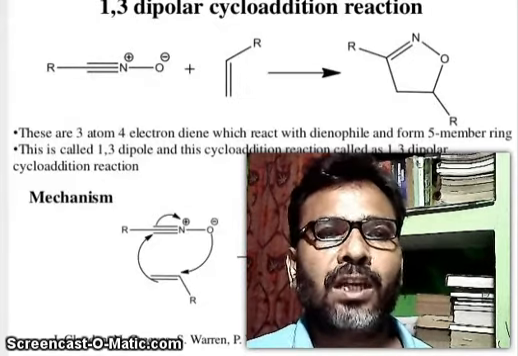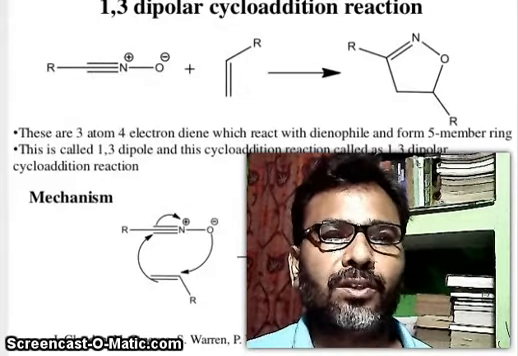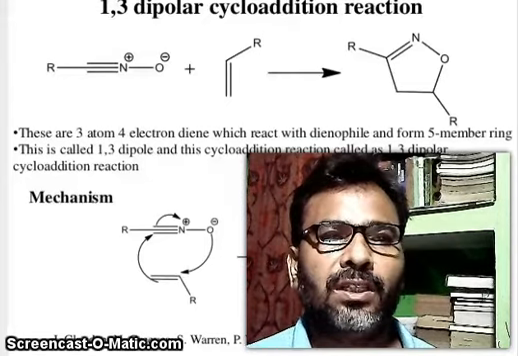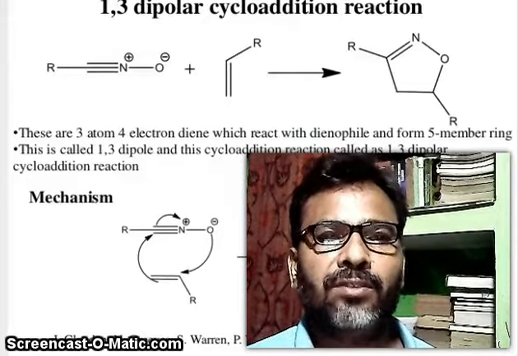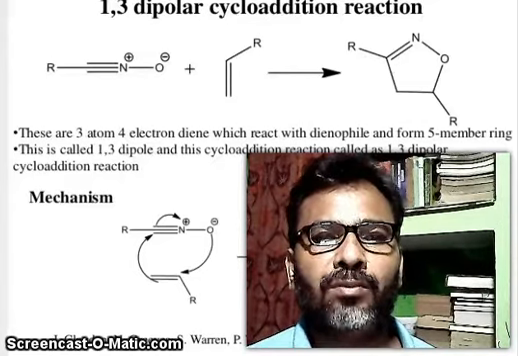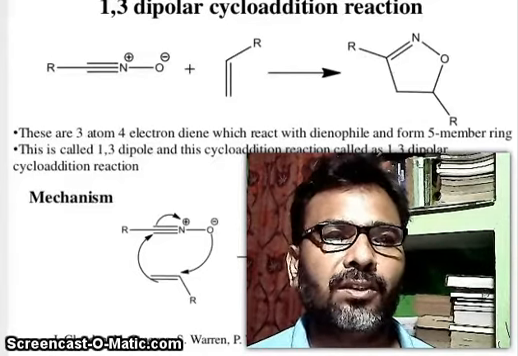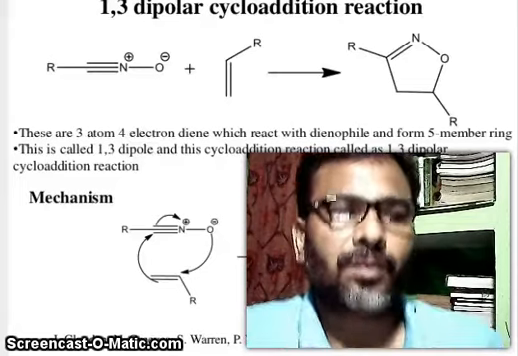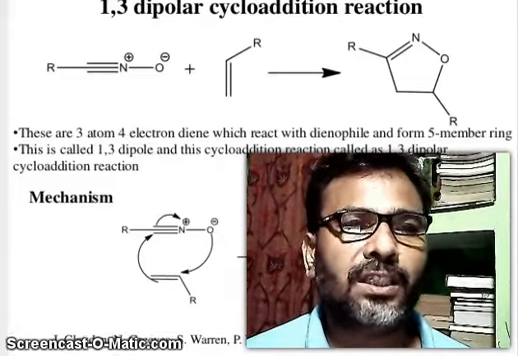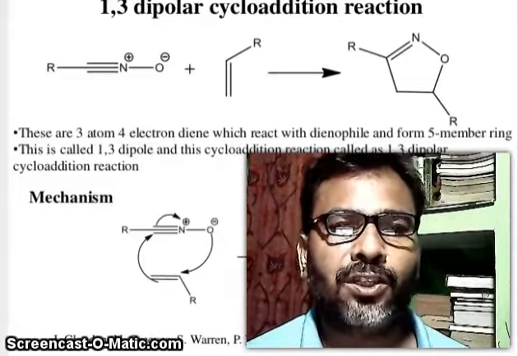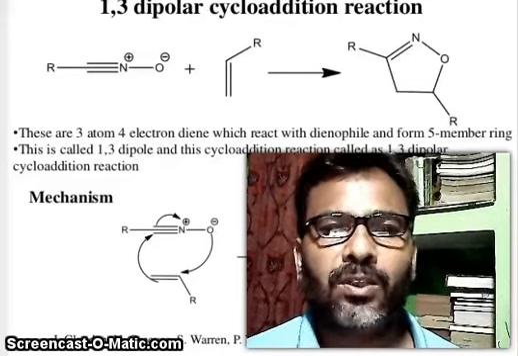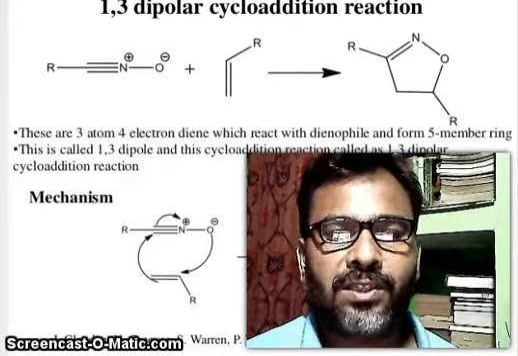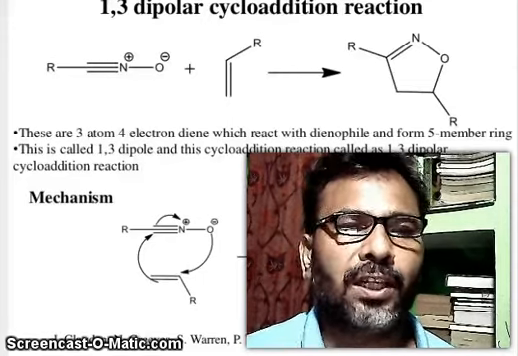1,3 dipolar cycloaddition reactions. These are 3 atom 4 electron systems which react with a dipolarophile and form a 5-member ring. 3 atoms and 4 electrons. This is called 1,3 dipole, and this cycloaddition reaction is called the 1,3 dipolar cycloaddition reaction. What is the mechanism shown here.